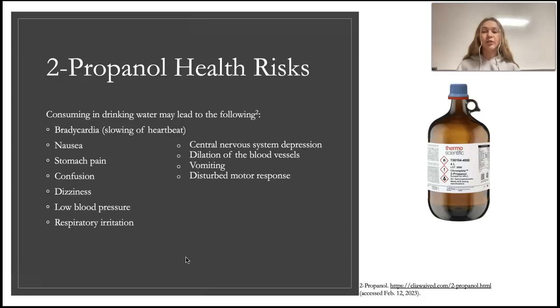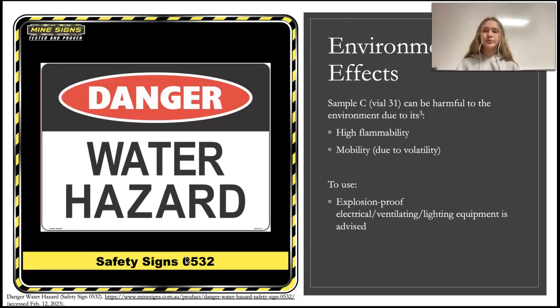So according to the health risks of isopropyl alcohol, 2-propanol in drinking water might lead to slowing of the heartbeat, nausea, stomach pain, confusion, dizziness, low blood pressure, respiratory irritation, central nervous system depression, dilation of the blood vessels, vomiting, and disturbed motor responses. As one may be able to tell, that is not benefiting someone's health, whereas it's more detrimental to someone's health, so it is not safe in our drinking water.